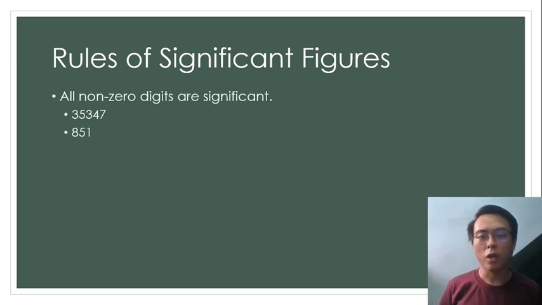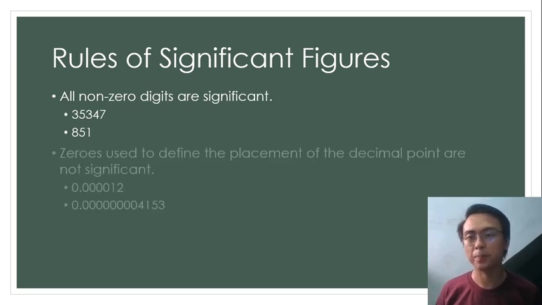First, all non-zero digits are significant. For example, the first one, 35347, that's 5 non-zero digits. Therefore, that number contains 5 significant figures. The second example, 851, has 3 non-zero digits, so there are 3 significant figures.